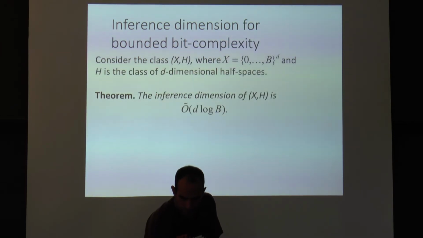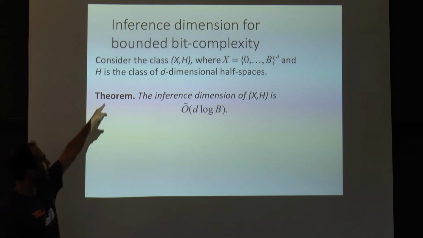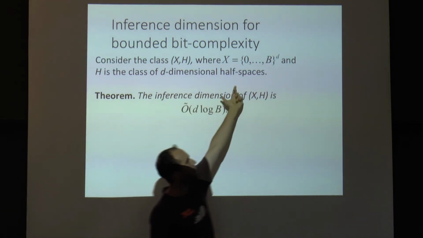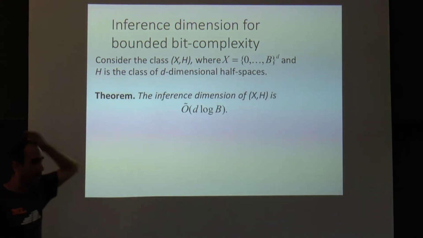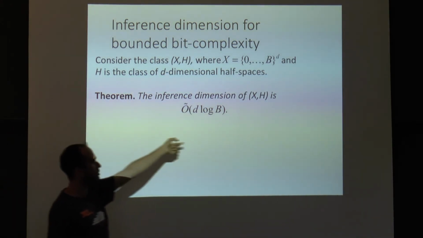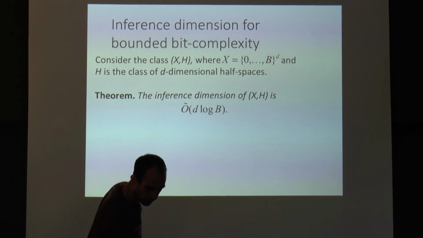So for the case of bounded bit complexity, assume now X is {0, 1, ..., B}^d and H is all d-dimensional half spaces. Then the inference dimension is d log B. And this gives us the result from before.